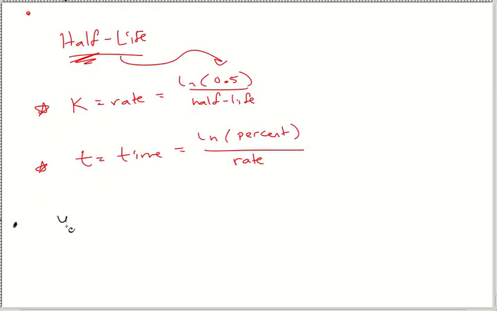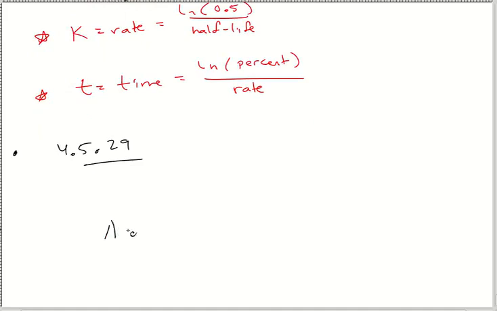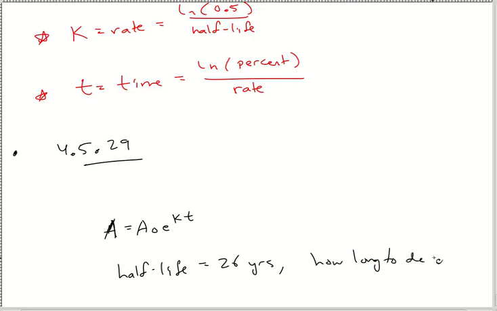So then I got 4, 5, 29. Well, they say to use this A equals A naught e to the KT, but I know better than that. We're going to use these formulas right here. So, anyways, I got half-life is equal to 26 years. And it says how long to decay to 84%.